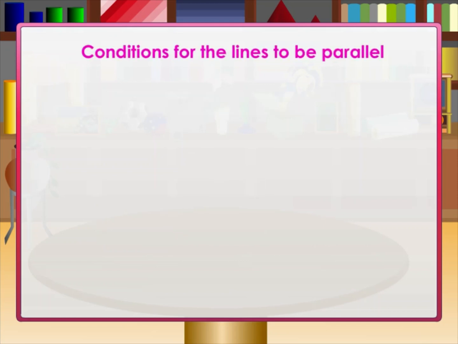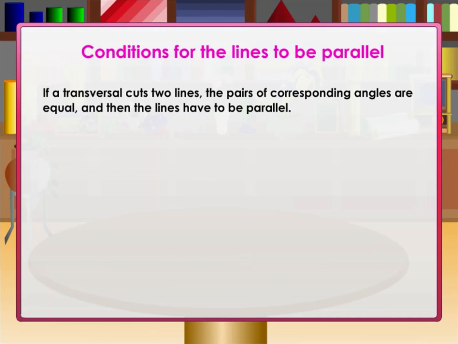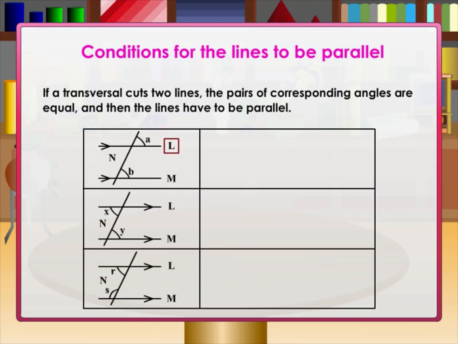Conditions for the lines to be parallel. If a transversal cuts two lines, the pairs of corresponding angles are equal and then the lines have to be parallel. In the first diagram, L, M are the two lines and N is the transversal intersecting the lines and makes corresponding angles A and B. If these corresponding angles are equal, we can say the line L is parallel to the line M.